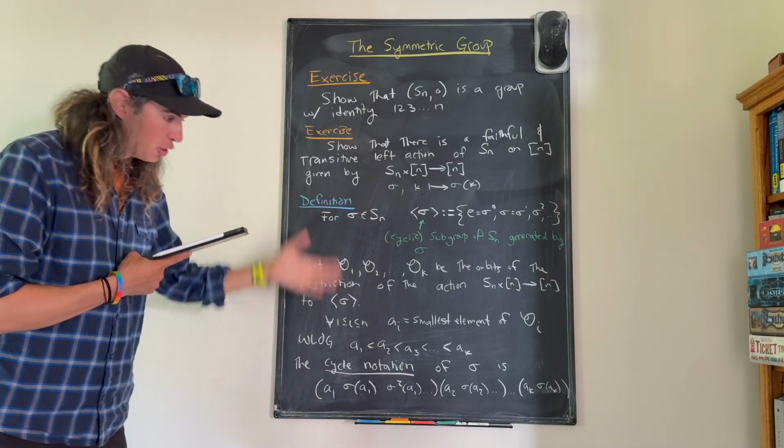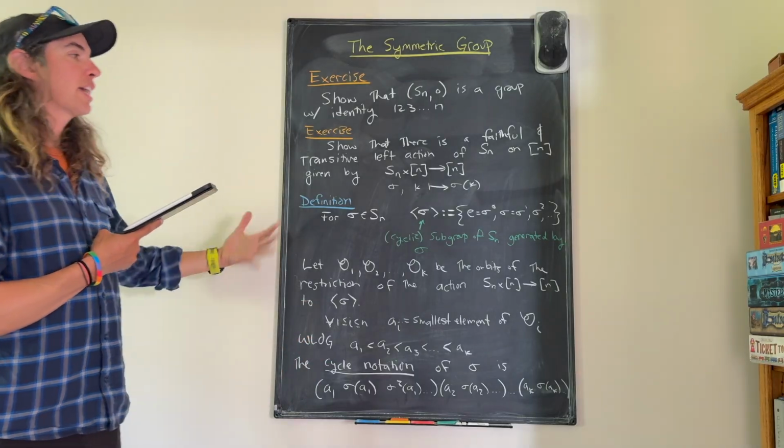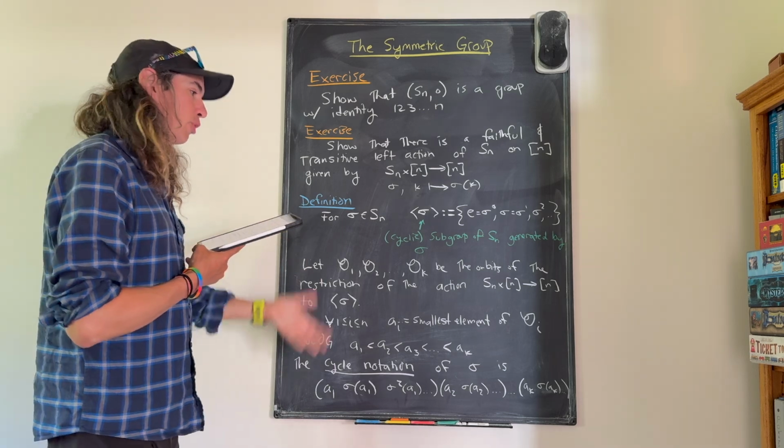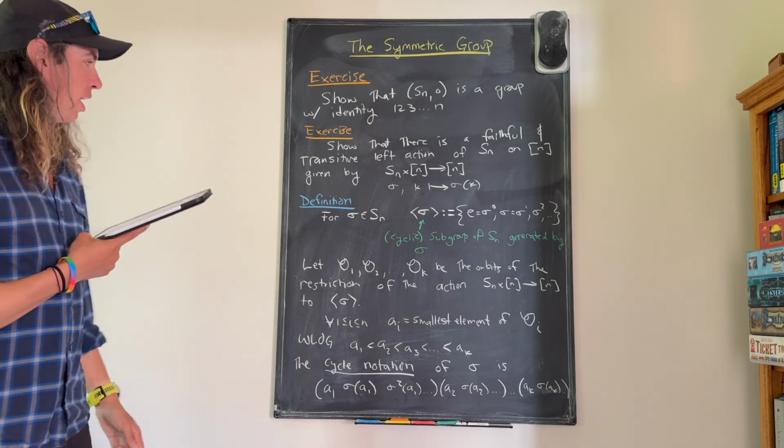Given this action, we can introduce the cycle notation of a permutation. The definition may look a little bit complicated, but on the next board you'll see that it's actually pretty easy to compute the cycle notation. It's just difficult to write down rigorously.